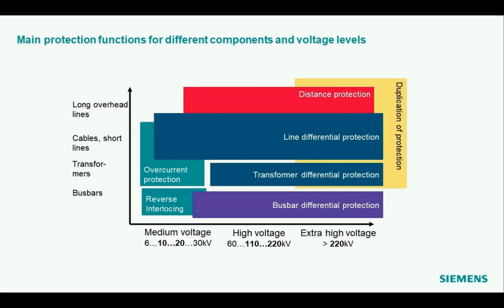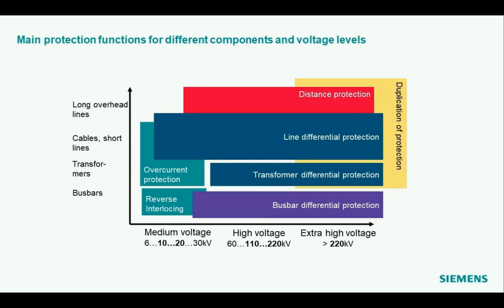because I indicate in this diagram with this yellow area there, in the field of extra high voltage line protection, you have typically a duplication of protection. That means there you have either two distance protection relays installed or a distance relay and a line differential relay.